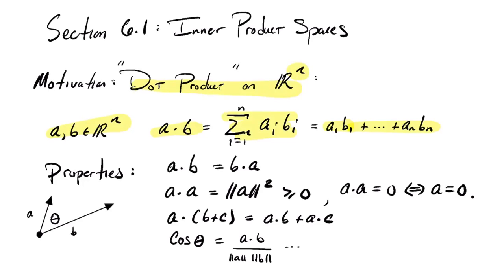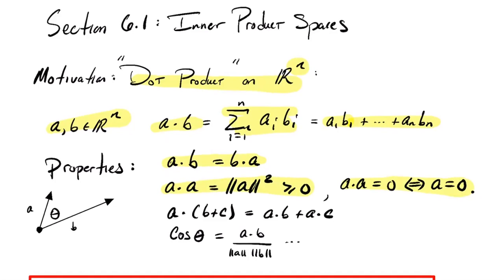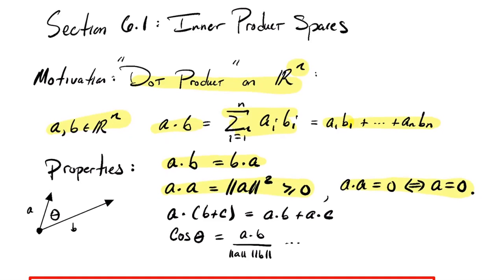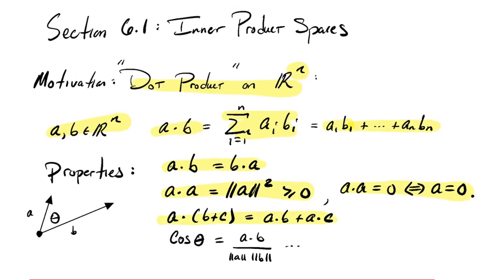You're familiar with some properties of it. It's a symmetric product. A dot B is B dot A. The dot product of a vector with itself is the square of the length of that vector. It's never negative. The only way it's zero is if the vector is zero. I'm not proving any of these things. These are just things that I'm recalling from your calculus courses. Dot product distributes over addition. The dot product of A with B plus C is A dot B plus A dot C.